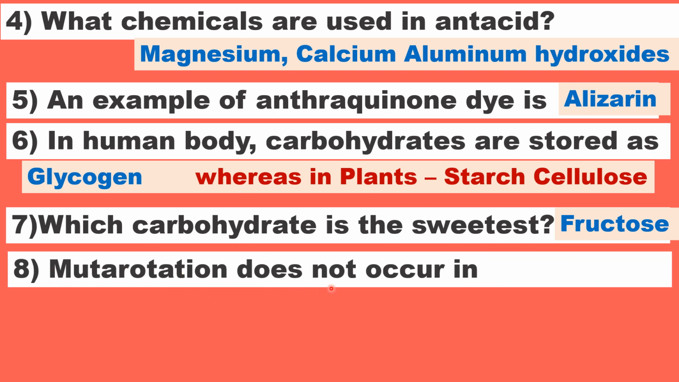Mutarotation does not occur in dash carbohydrate. It is sucrose, whereas all others are reducing sugars. Sucrose is a non-reducing sugar. There is no free CHO group or CO group because it is involved in glycosidic linkage.